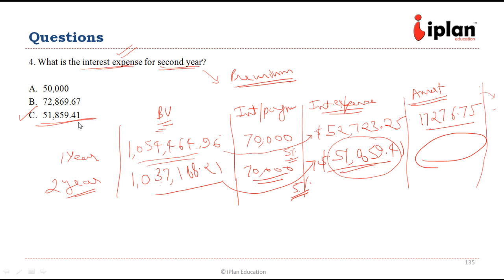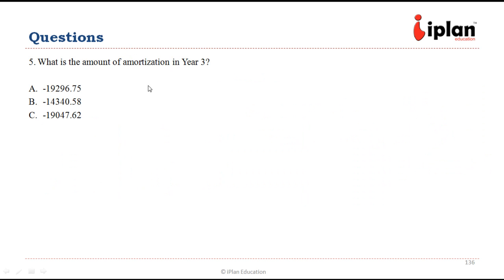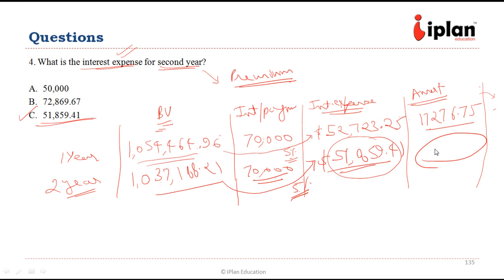Now let us look at question number 5, which says what is the amount of amortization in year 3. So let us go back to the previous slide and see what was the amount of amortization. For second year it is $18,140.59. This is the difference of 70,000 and 51,859.4.